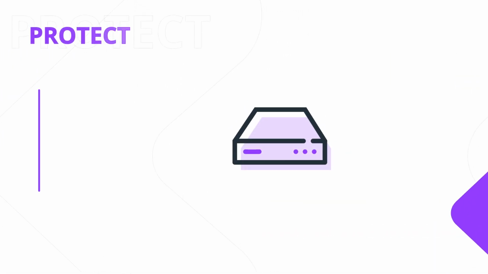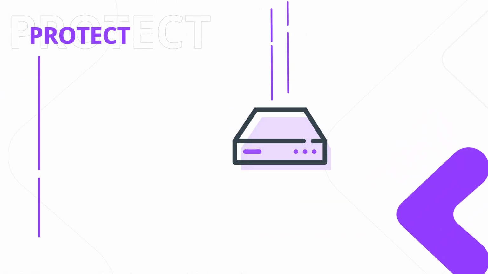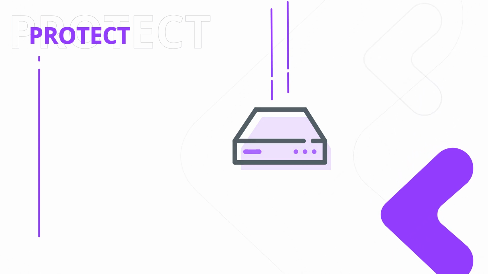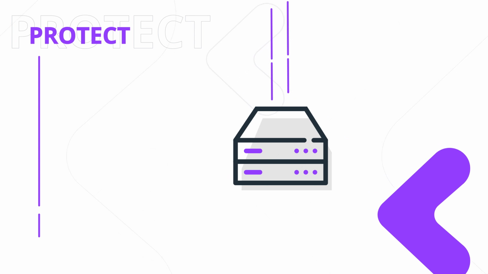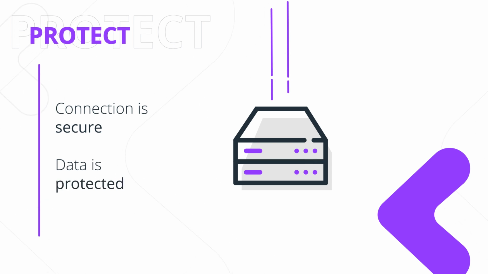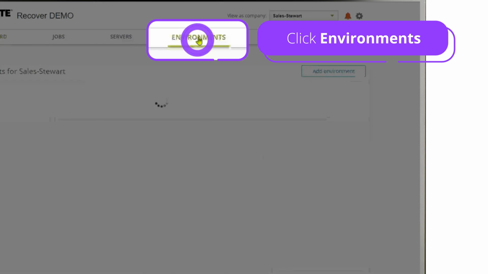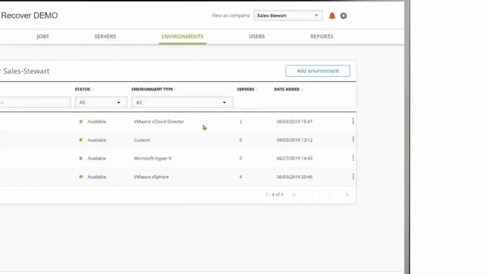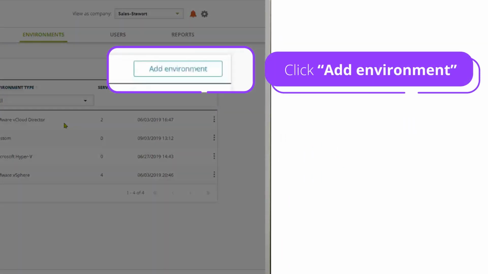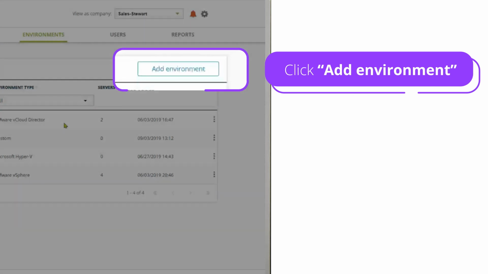To start protecting servers, we need to communicate with them. As part of the onboarding process, we'll help establish a connection depending on the types of servers you have. No matter how we communicate, the connection is secure and encrypted so your data is protected. Our first step is to click on Environments along the top menu bar. From here, click Add Environment to set up our lines of communication.